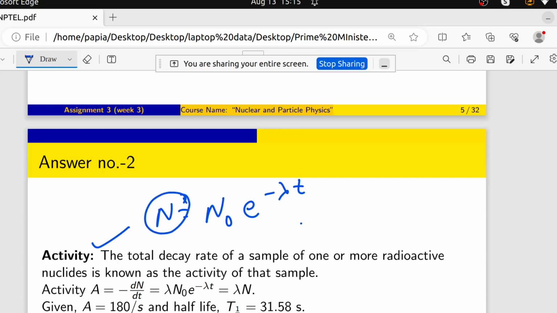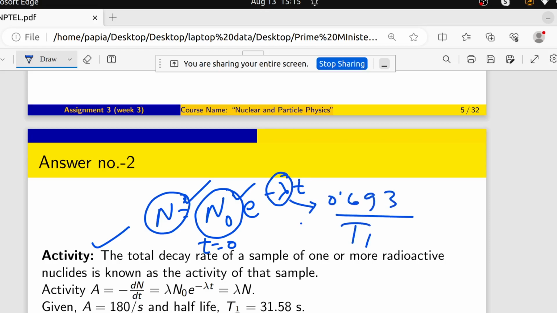N is the remaining number of elements in that sample after time t, and N0 is the number of elements at the start when t was 0. Lambda is the decay rate, which is nothing but 0.693 divided by t half. How does 0.693 come? 0.693 is ln2, and t half is the half-life of that element, and t is the time. So this is the expression for N, and now the activity is nothing but minus dN/dt.